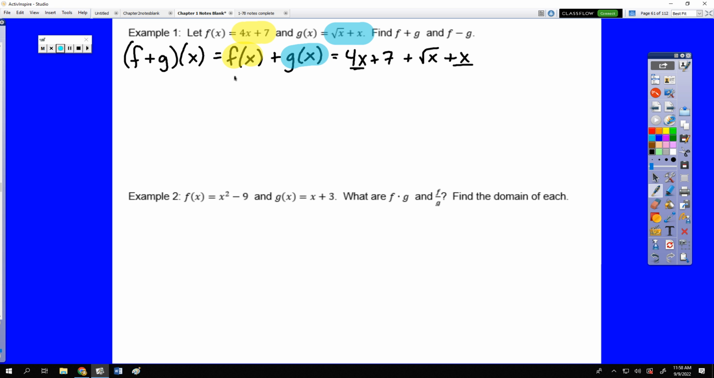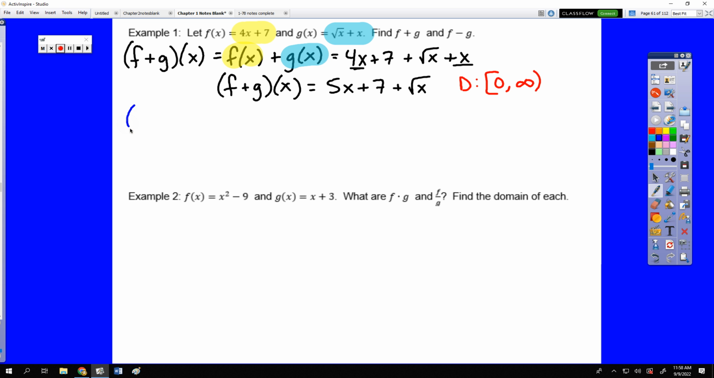In this case there is a set of like terms and we would combine those to get our final answer of 5x plus 7 plus the square root of x. Then we would consider domain. Well, the domain of this function, the 5x can be whatever x value we want. However, the square root of x has a domain that is only greater than or equal to 0. So the domain of f plus g of x would be 0 to positive infinity.